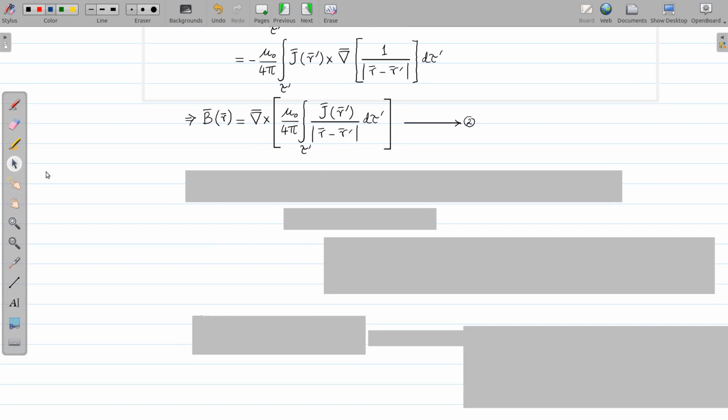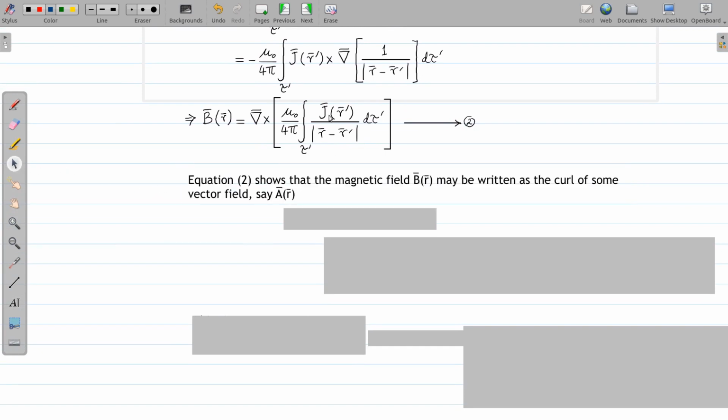So now what equation number 2 tells us is that the magnetic field B can be written as the curl of some vector field, right? Because as you can see here, this is a vector field. This is J, which depends on r prime. In the denominator, we have r minus r prime, and you're integrating over r prime. So this is a quantity which is going to depend on r. Because it's a vector quantity which depends on r, it becomes a vector field. So equation number 2 says that the magnetic field can be written as the curl of some vector field. Okay, so let's call this vector field A. So this shows that B can be written as curl of A.